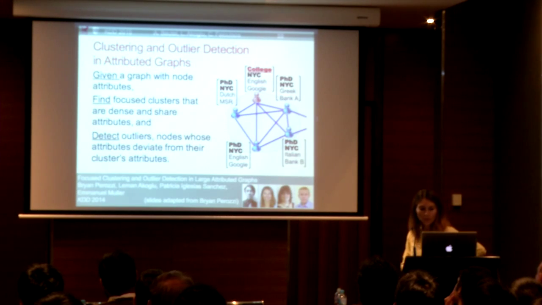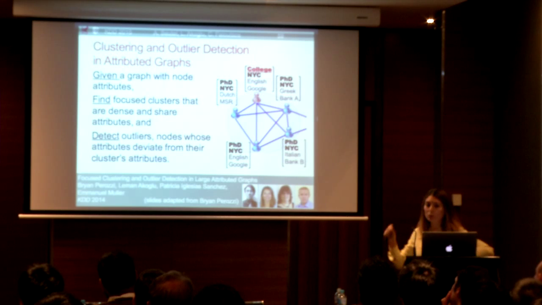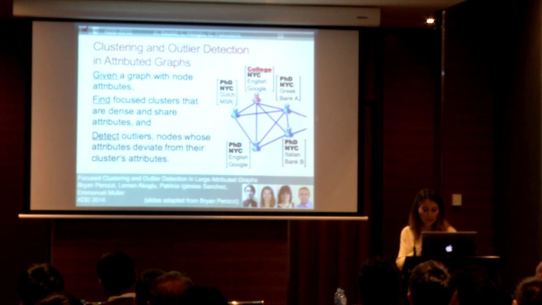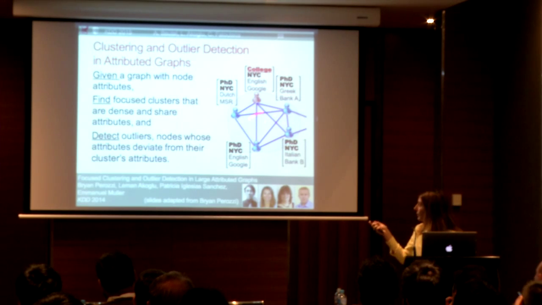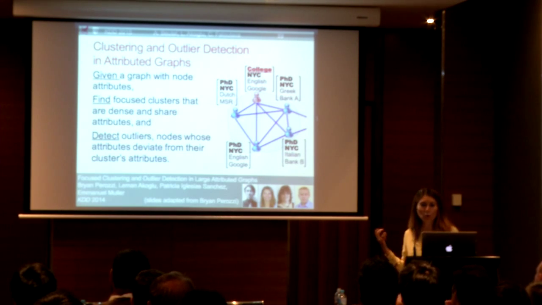Okay. Other work finds outliers in attributed graphs. Again, the same setting: you have a graph, and you have node attributes. Each node is associated with a vector of features. The goal here is to find clusters, dense subgraphs, where nodes within the cluster are densely connected and also cohesive in some subset of the attributes. This is defined as the normal behavior.